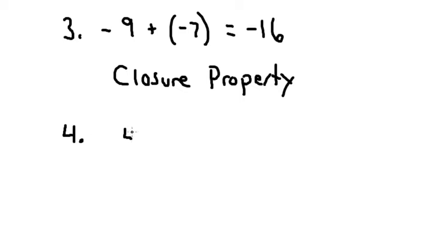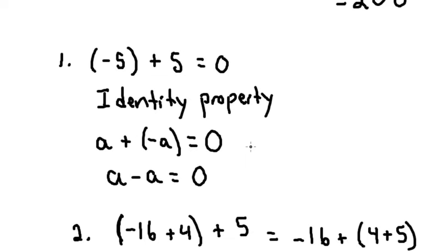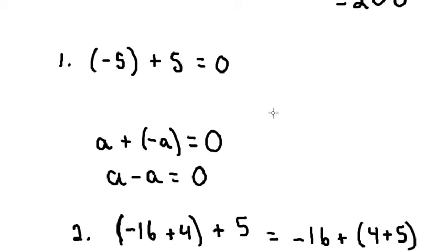Fourth one is 45 plus 0 is equal to 45. And I think I'm actually going to need to go back up here to the identity property. I mislabeled this one. Sorry about that. This one is the inverse property. So when you add a number and its negative to get 0, that's called the inverse property of addition.